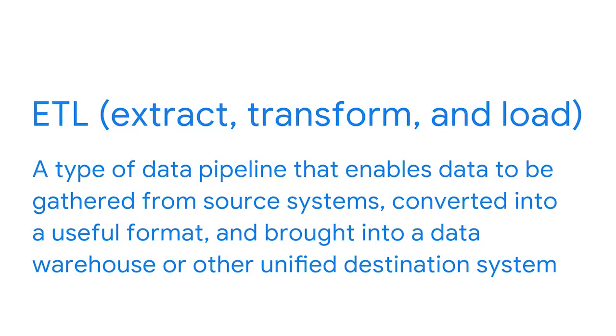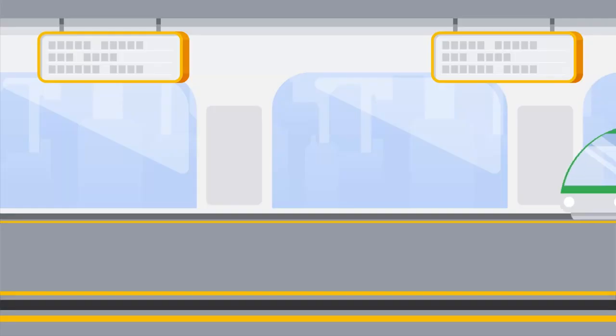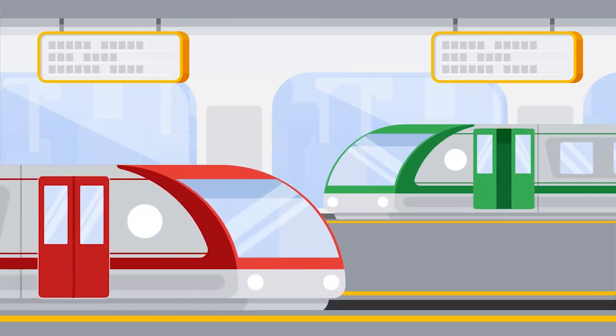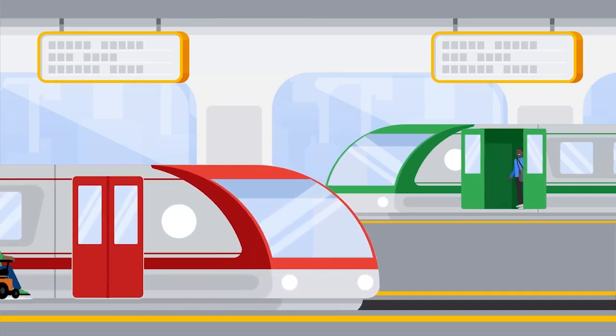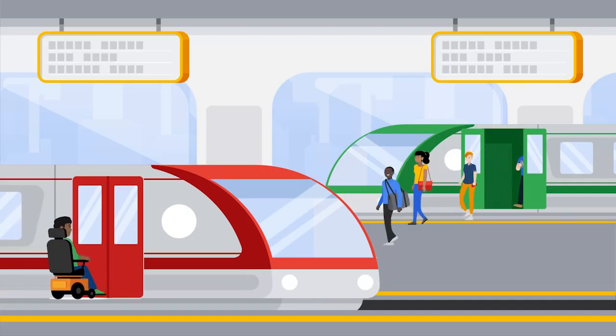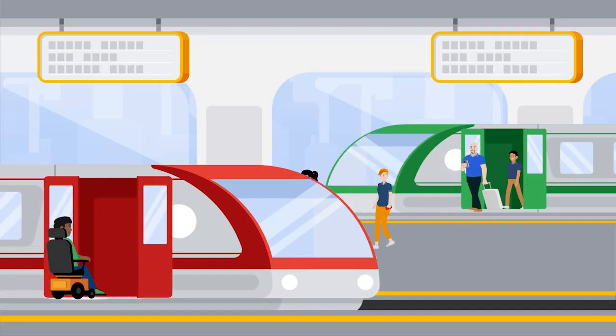One example of this is ETL, or extract, transform, and load. As a refresher, ETL is a type of data pipeline that enables data to be gathered from source systems, converted into a useful format, and brought into a data warehouse or other unified destination system. The process of ETL plays a key role in data integration because it enables BI professionals to take data from multiple sources, consolidate it, and get all that data working together.